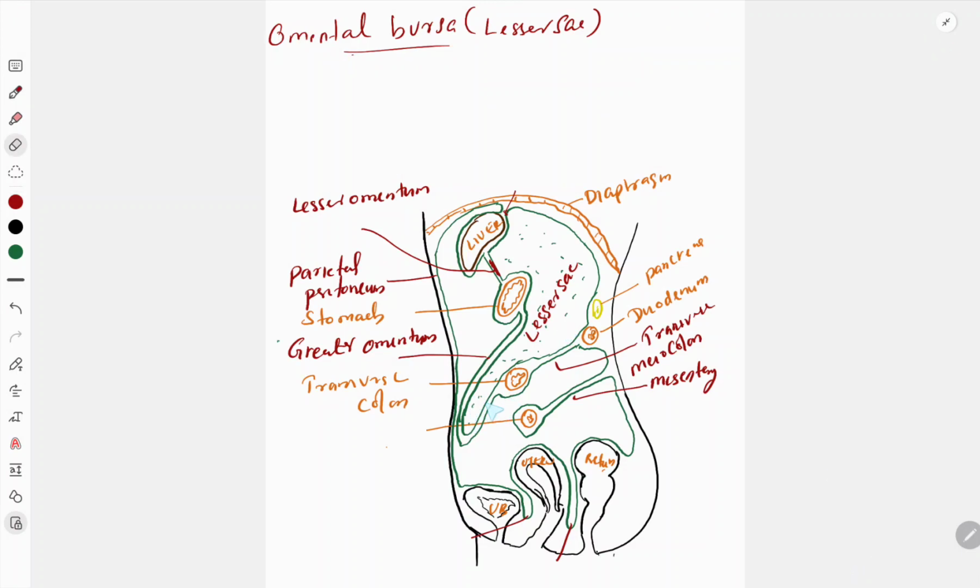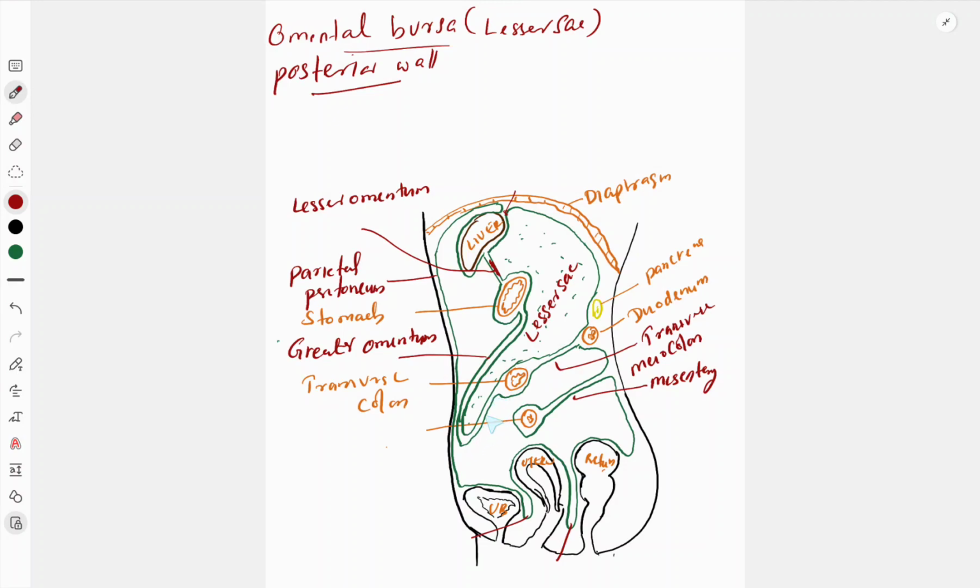Now let us see the posterior wall of the lesser sac. Very easy. Start from here. The first is the posterior two layers of the greater omentum. Then comes the transverse colon. Then comes the transverse mesocolon. Then we have the pancreas, a retroperitoneal organ. Then we have the left kidney and the left suprarenal gland. After that, the reflection of the peritoneum on the undersurface of the diaphragm. That whole forms the posterior wall.